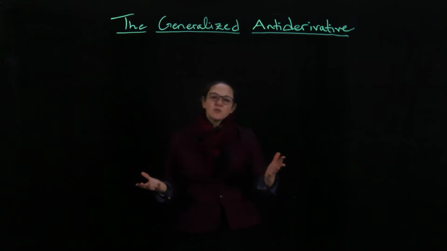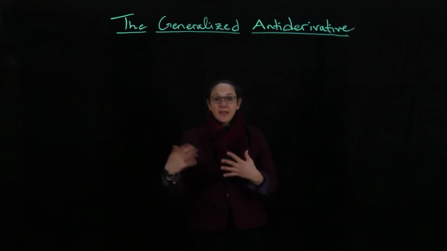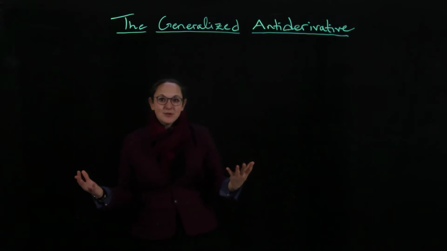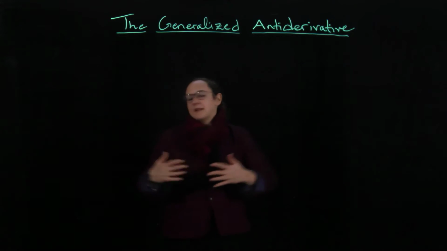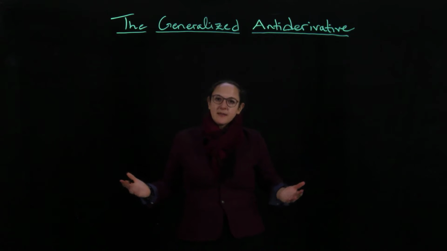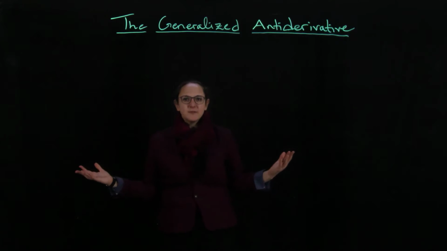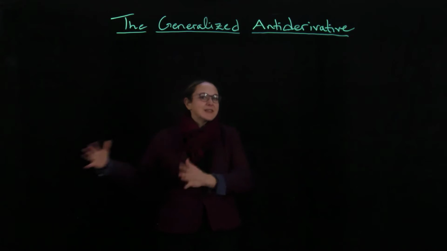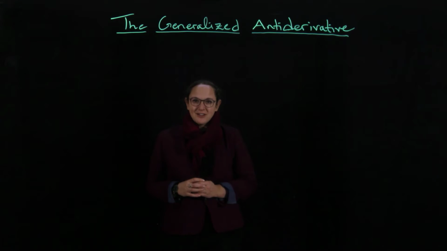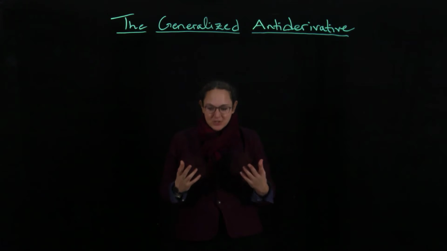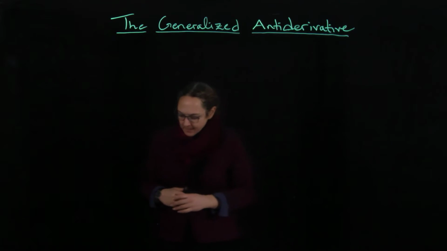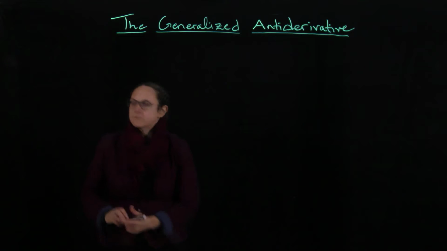And then we noticed, wait one second, if I add a constant and I take the derivative, the derivative of a constant is 0. So that actually is the same thing as adding nothing. So now we have a whole bunch of different functions whose derivative would give us the original function. And what we do in this lecture is group them all together and call them the generalized antiderivative.